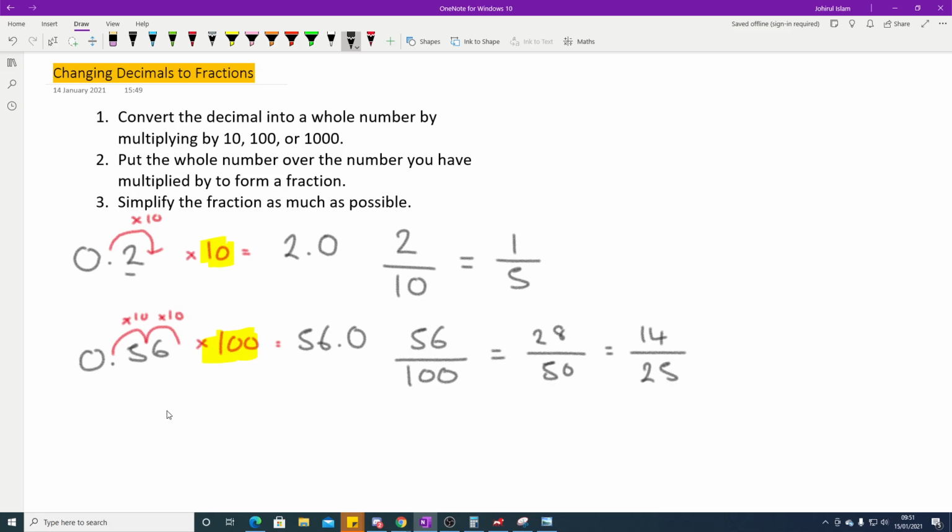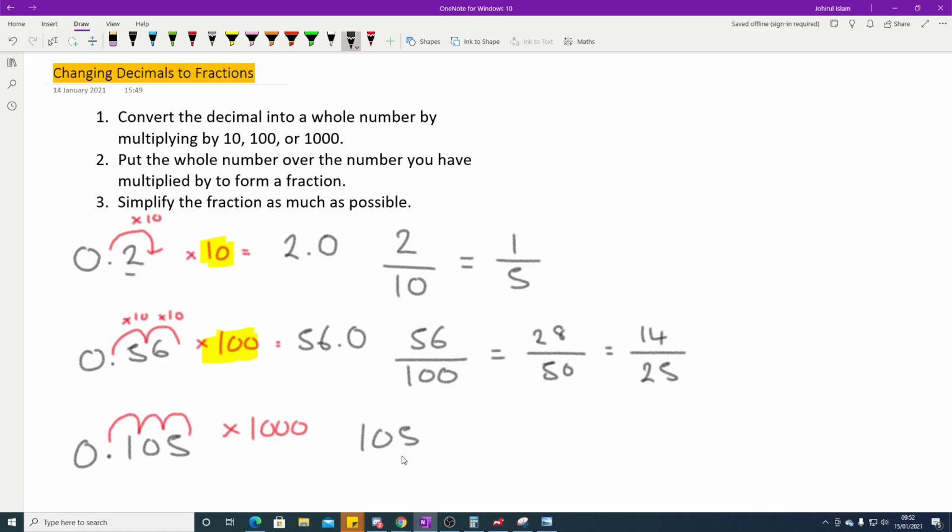Let's look at one last example. We can do 0.105. Okay, 0.105. This time we have 3 decimal places. So to turn this into a whole number, we will need to multiply by 1000 because the decimal point needs to move 3 spaces to the right. So this is going to be multiplying by 1000. If you multiply 0.105 by 1000, you will end up with 105.